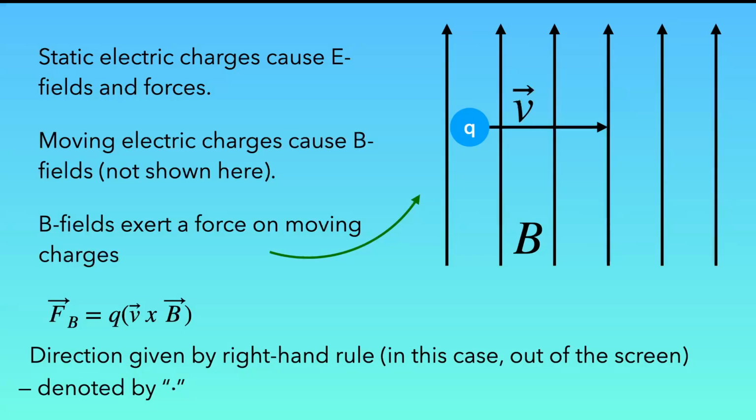The other way people do it is they take the first finger, point it in the direction of v, take their second finger, point it in the direction of B, and their thumb theoretically points in the direction of the force. The force is always going to be perpendicular to the v-B plane, always going to be perpendicular. So it's either going to be coming out of the screen or into the screen in this situation.